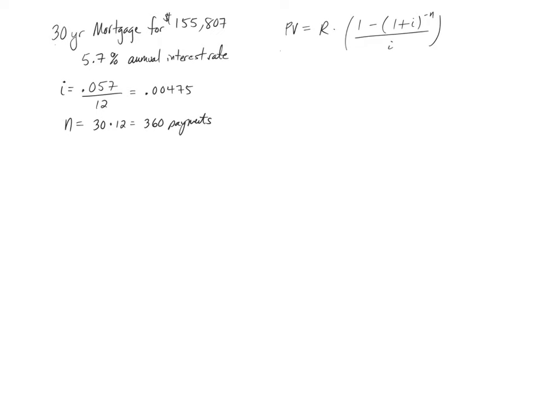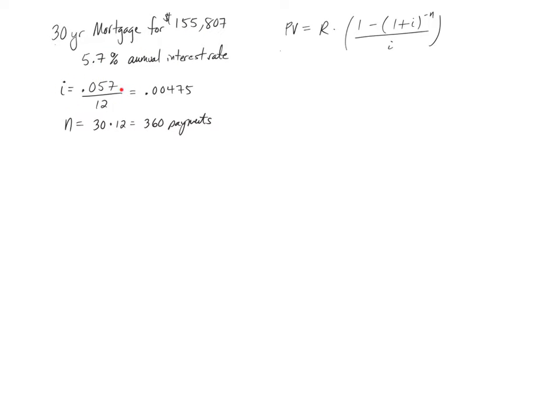Okay, I'm kind of guessing a little bit on this problem because it's asking about what the balance is going to be halfway through the term. So I think the way to do this is find out the total amount that we're going to have to pay based on these conditions here. The 30-year mortgage, $155,807 borrowed, 5.7 annual interest rate.